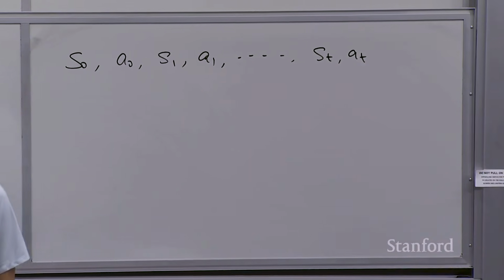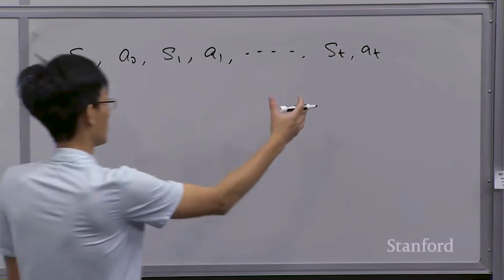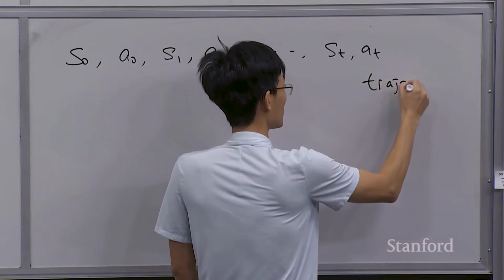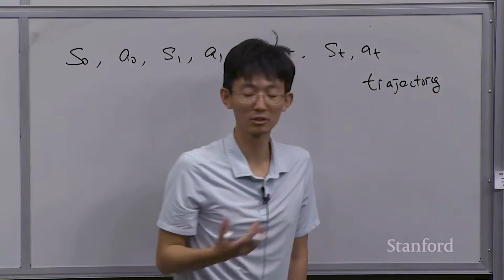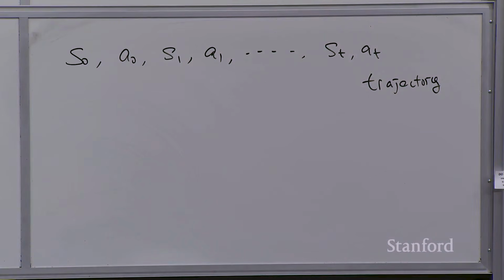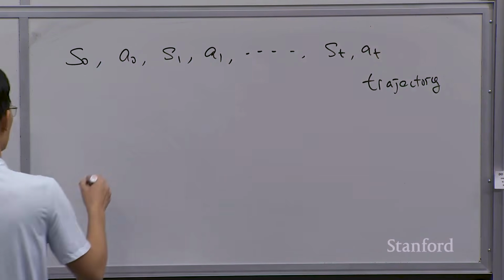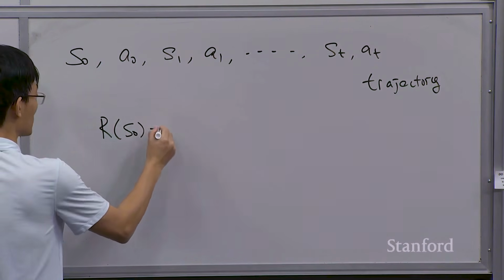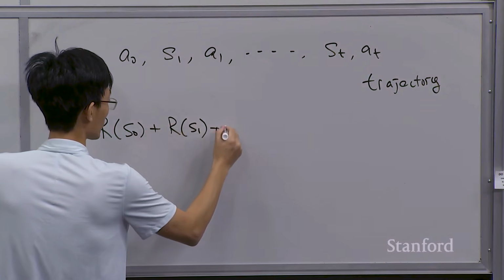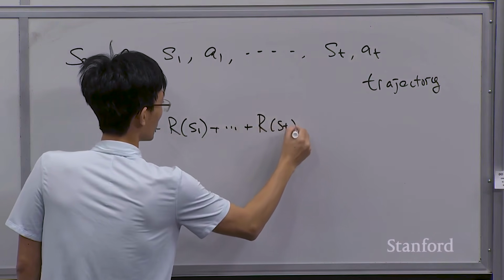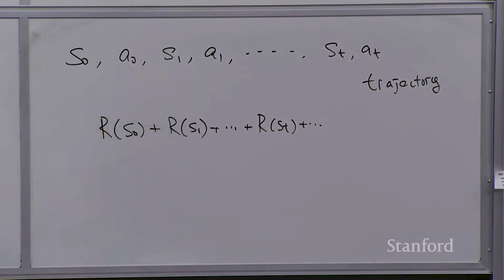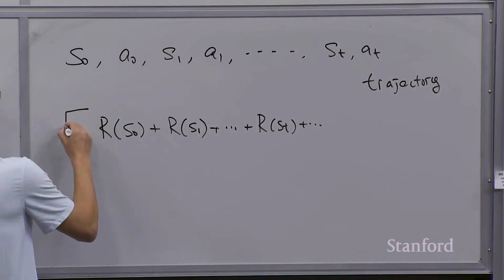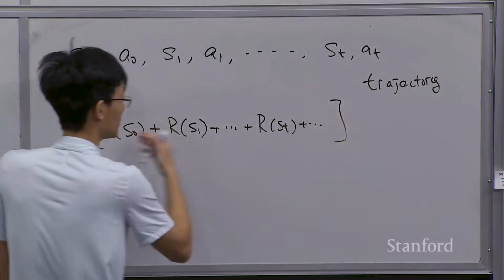Typically, this whole thing is often called a trajectory, and in the old days it's often called an episode in the more standard RL settings, but I think trajectory seems to be a more common word. So for this whole trajectory, you can define a payoff or reward function or return. I think often people call it return or payoff by just summing up the reward at every state.